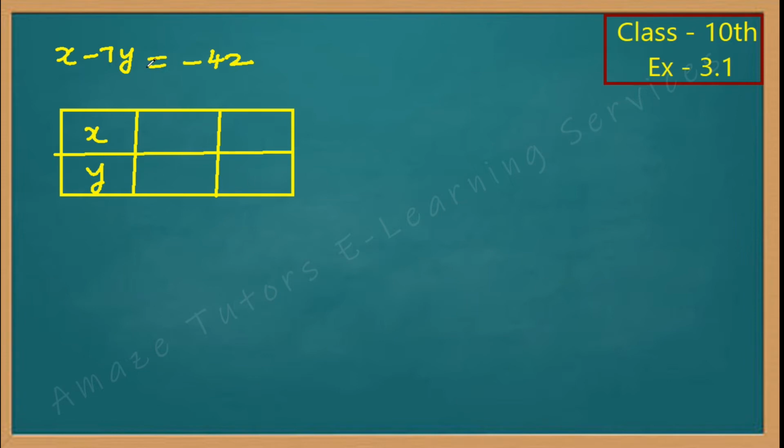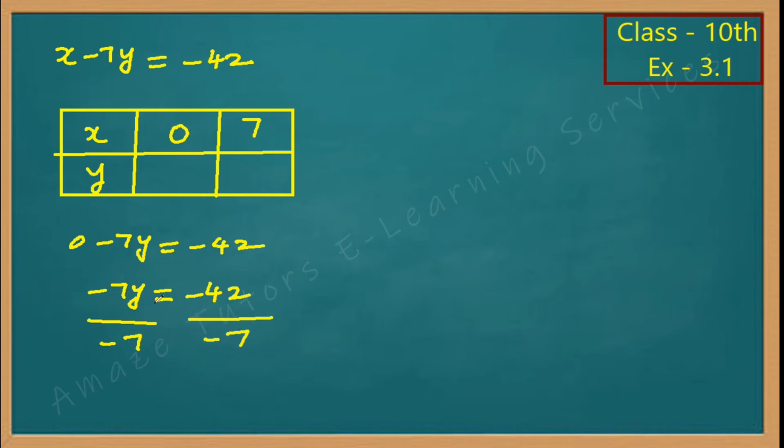So I'm going to take some easy numbers, 0, and then as it is the coefficient of 7, let me take 7. Substitute it here and find out the respective y. x is equal to 0 first. 0 minus 7y is equal to minus 42. Minus 7y is equal to minus 42. Usual way of solving linear equations, as it is multiplication already, do the inverse operation, dividing by 7, negative 7 without missing. So y is equal to 6. 6 sevens are 42. y is equal to 6. Substitute it here or fill it in the table.